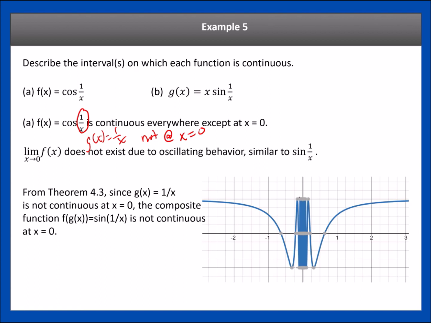This should actually say cosine of 1 over x, not sine. So I apologize for that. I just say cosine of 1 over x.